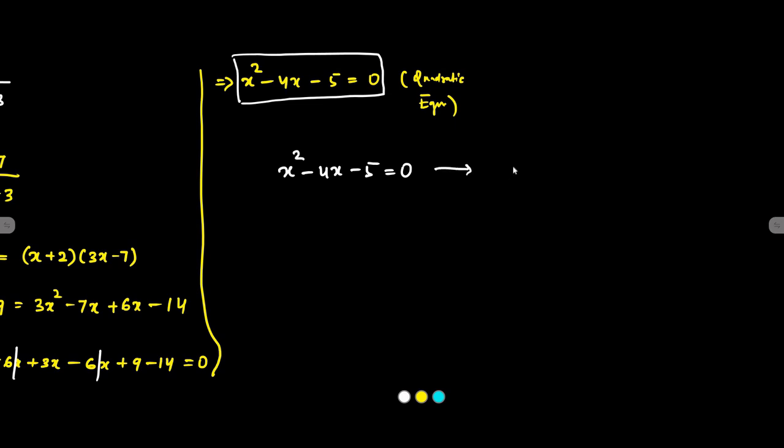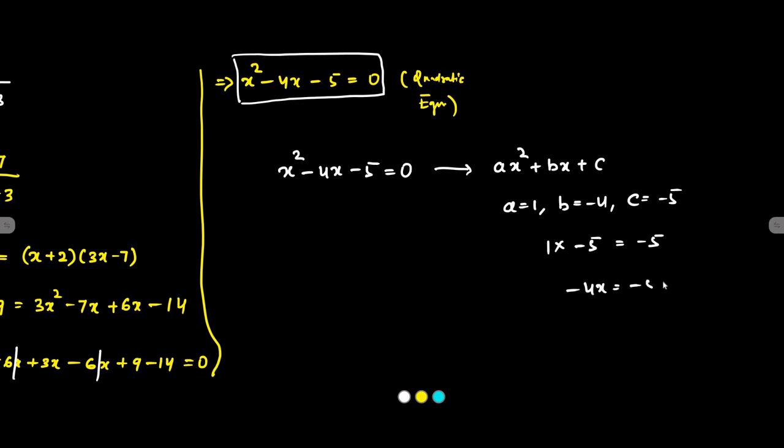When we compare it with the standard format, ax square plus bx plus c, we have here a is equal to 1, b is equal to minus 4, c is equal to minus 5. Product of the two extreme terms is 1 into minus 5, that is equal to minus 5. Now we have to split minus 4x in such a way that the product of the two resultant split terms is also equal to minus 5. So we can do it as minus 4x is equal to minus 5x plus x. So in this case, minus 5 into 1, that is equal to minus 5. So we'll perform the split here.